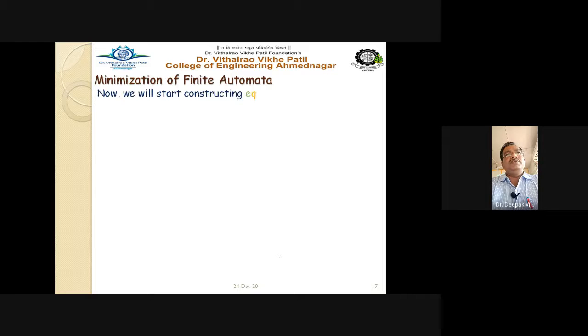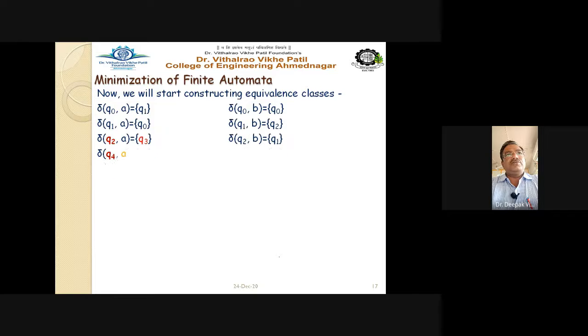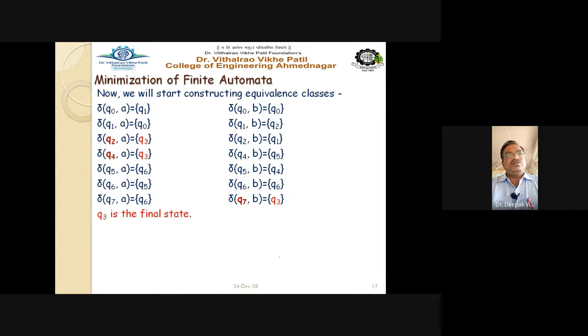So see here, now we will start constructing the equivalence classes. For all the non-final states, Q3 is the final set. So just find out where Q3 is. So Q3 I will find here on Q7. Here there is no Q3. On here also, these are the states that give me the Q3 state, right? So Q2, Q4, Q7 are called the one equivalent state.